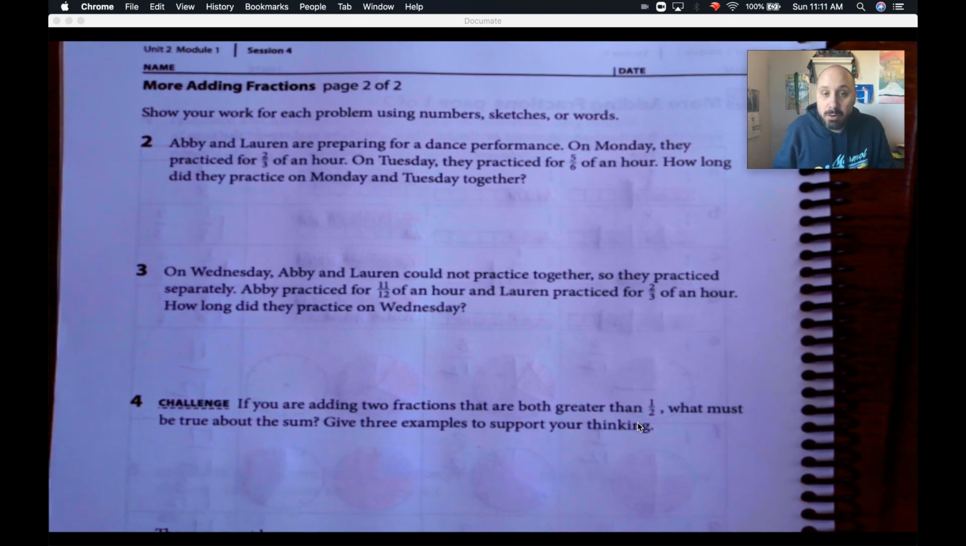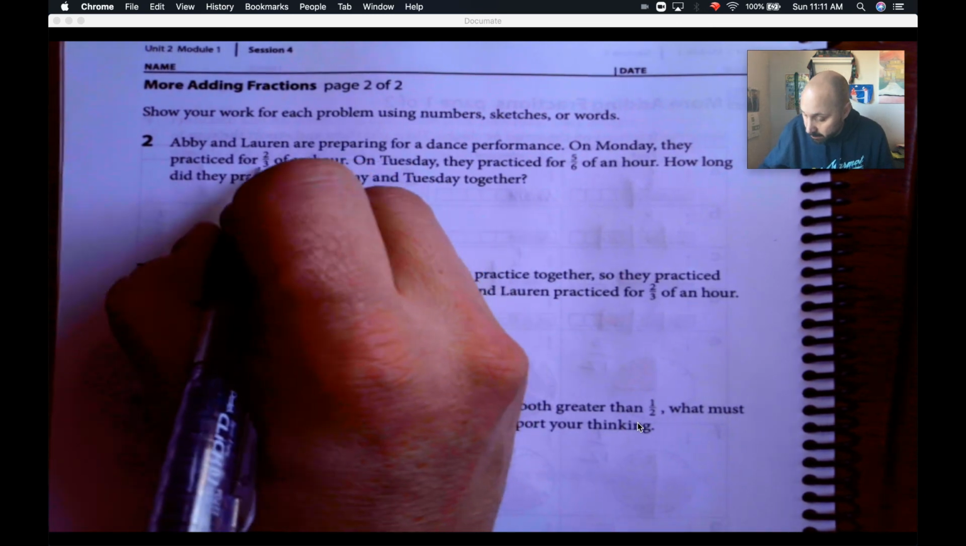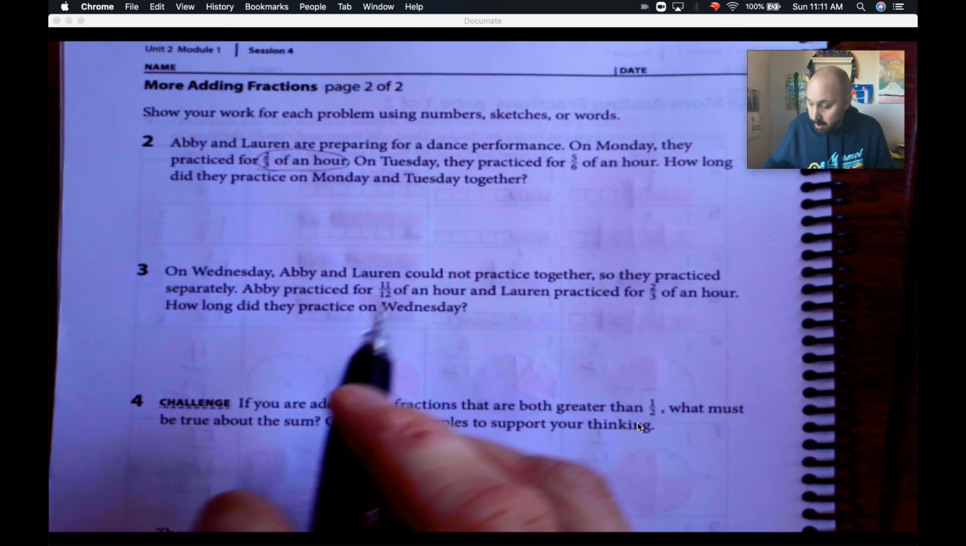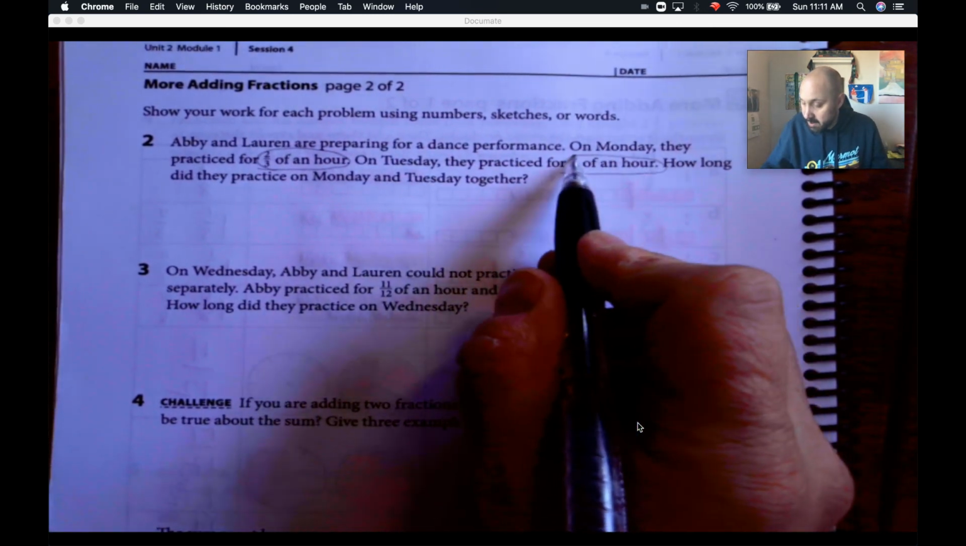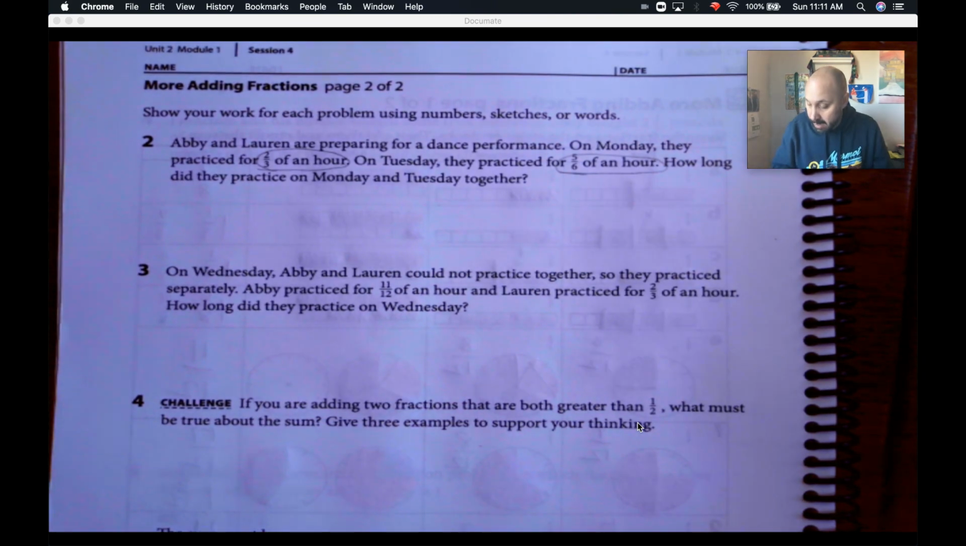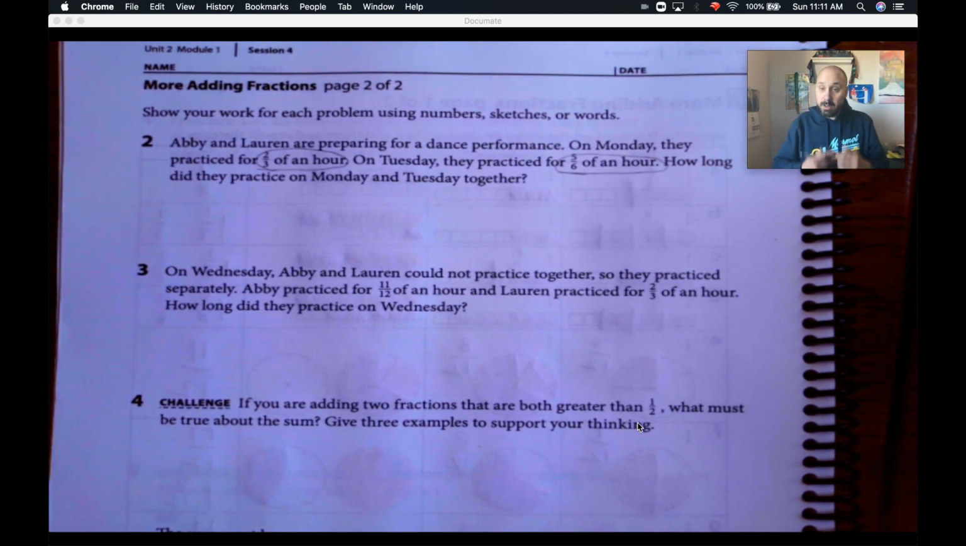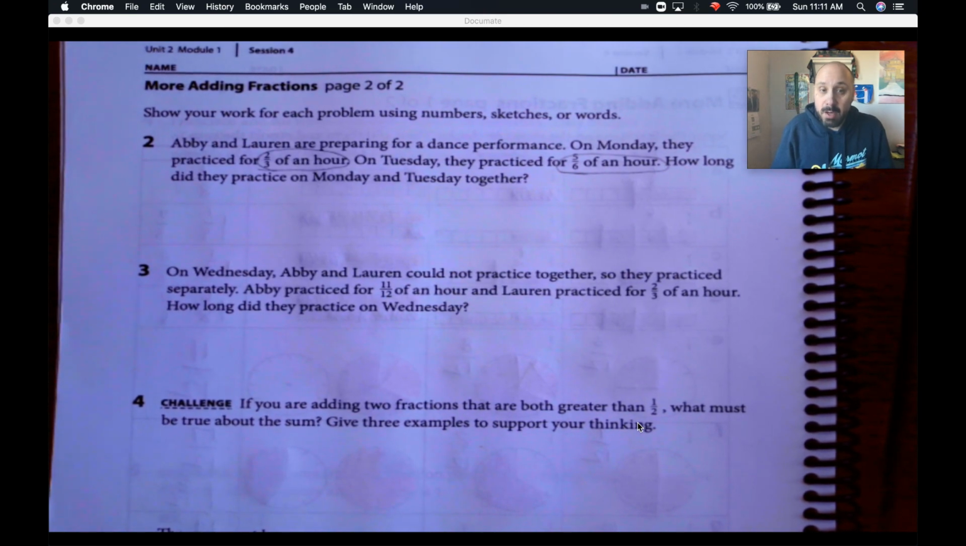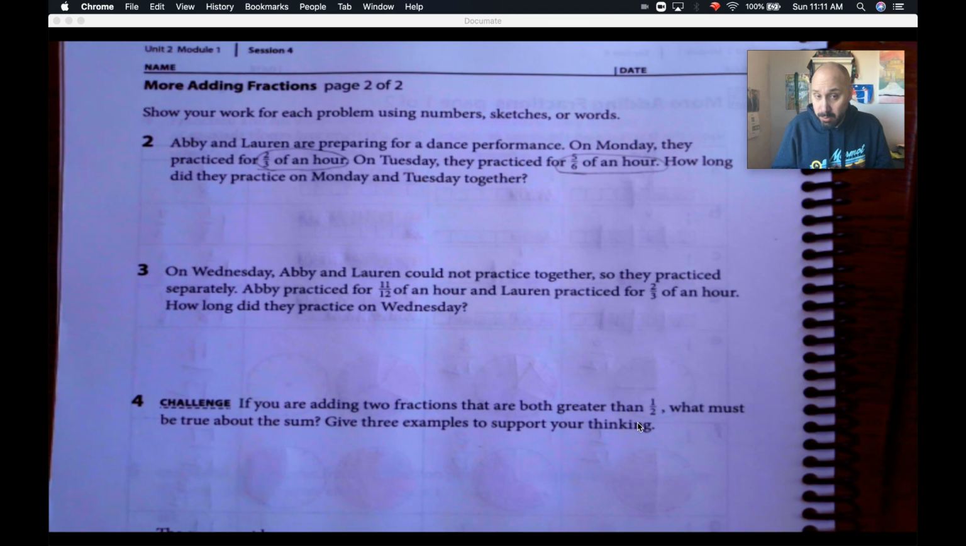It says Abby and Lauren are preparing for a dance performance. On Monday, they practiced 2/3 of an hour. On Tuesday, they practiced 5/6 of an hour. How long did they practice on Monday and Tuesday altogether? Well, thinking about what we just worked on the last page, we can try to figure out what 2/3 of an hour and 5/6 of an hour is worth.